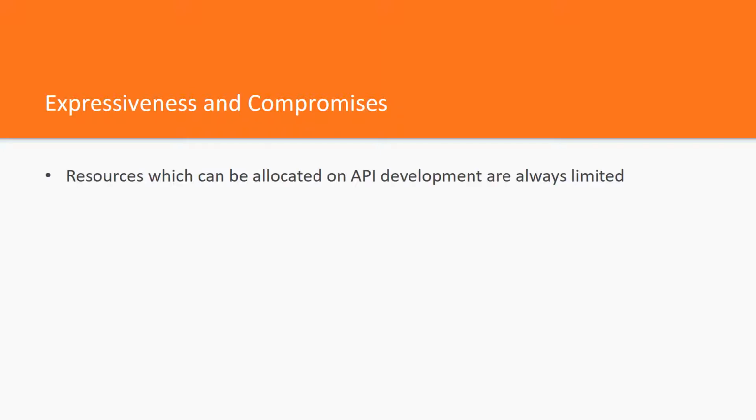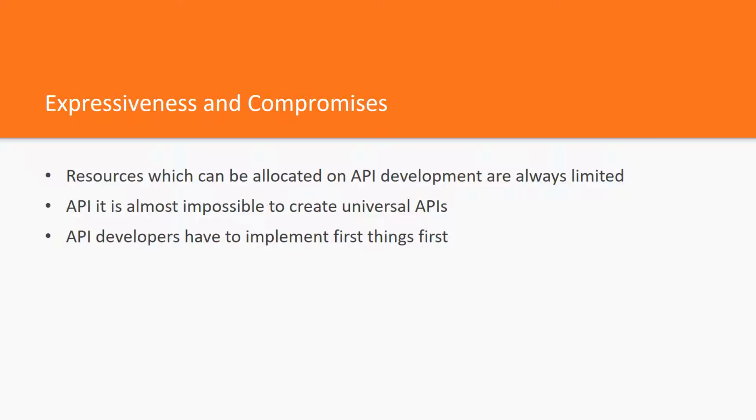Resources which can be allocated to API development are always limited, so obviously we can't polish APIs for a very long time. That's why there are always compromises between power and simplicity. By the way, in spite of striving to create a super powerful API, it is almost impossible to create universal APIs. It means that API developers have to implement first things first. To understand the main scenarios, it is necessary to analyze abilities, advantages, and flaws which will be faced by the user in all different ways of implementing the API.